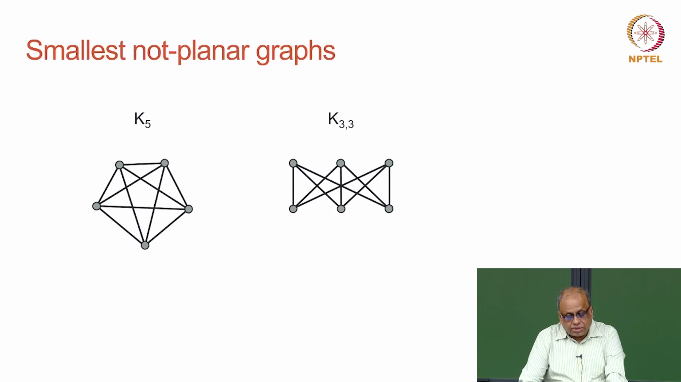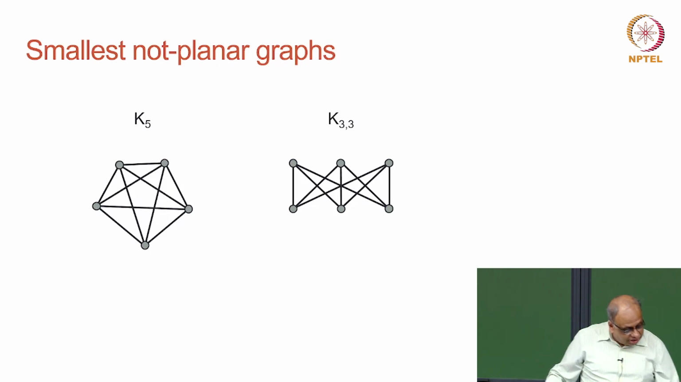So these are the smallest non-planar graphs. Whatever you try, you cannot draw them without edge crossing. K5, K33. However you try, you cannot draw these without edge crossing. So what is K5? K5 is 5 nodes in a graph where all the nodes are connected with each other.